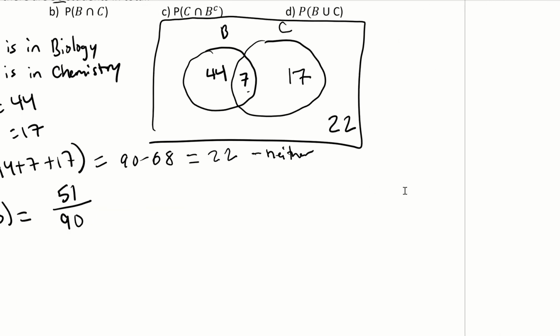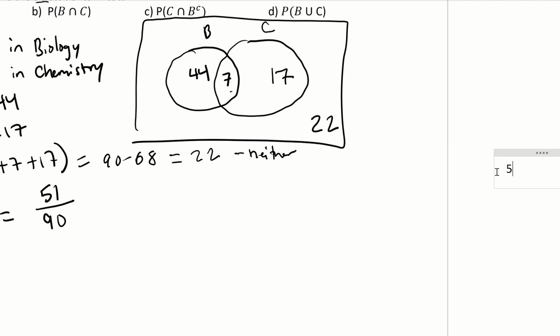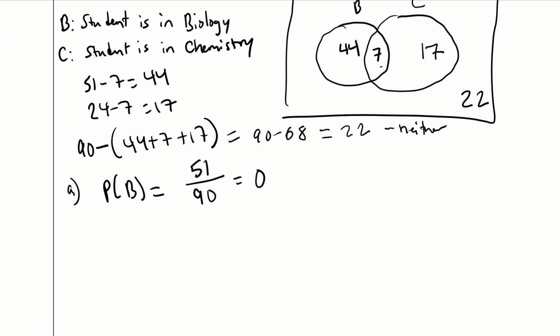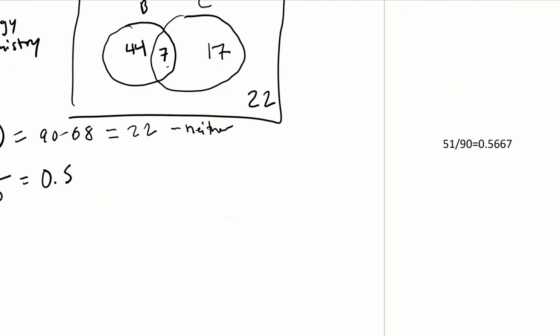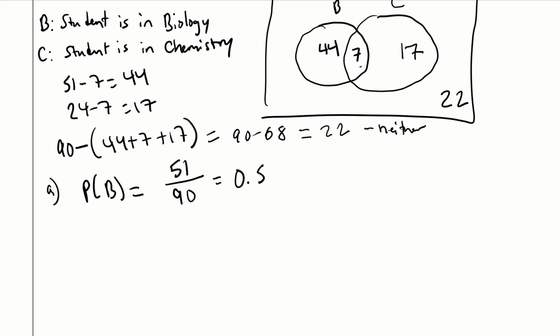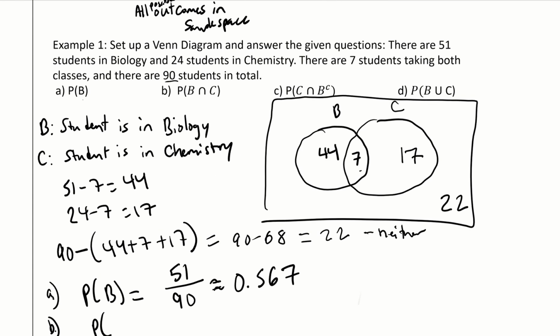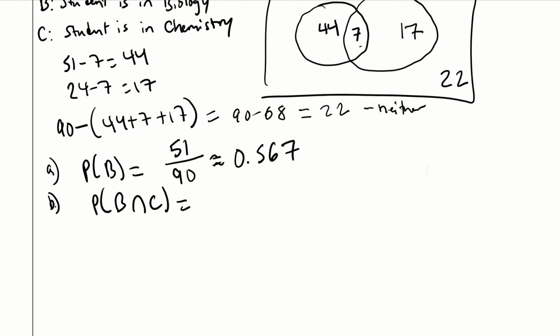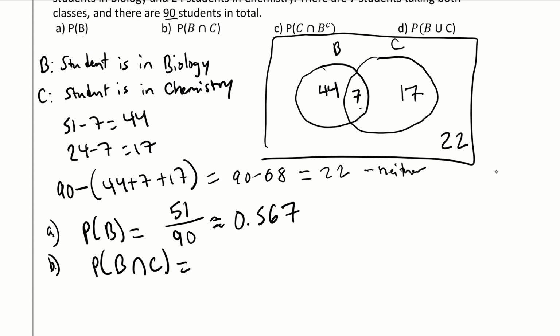And of course we can compute that as a decimal. So let's actually do that. So we got 0.5, and then we'll round. So let's see. We'll round to 3 decimals, 0.567. All right. So now let's do the probability that a student is in biology and chemistry, which means that's the 7 that are in both. So it's 7 out of 90.